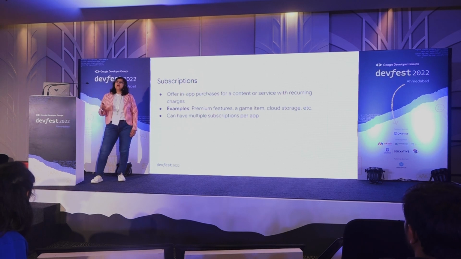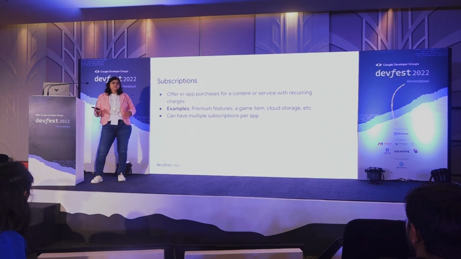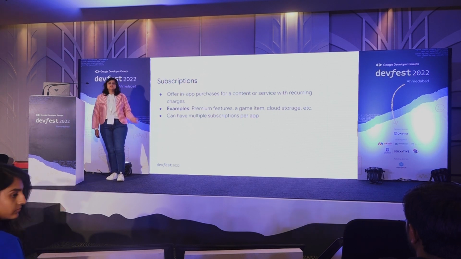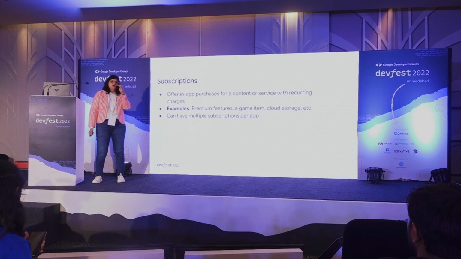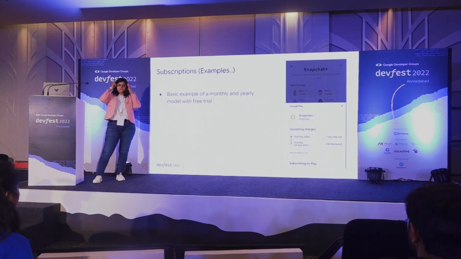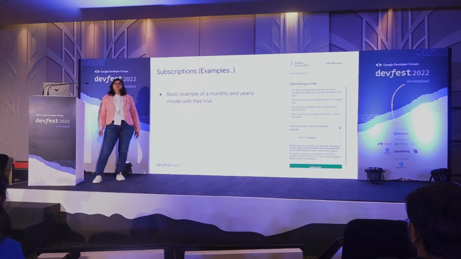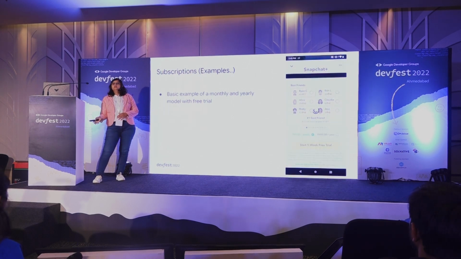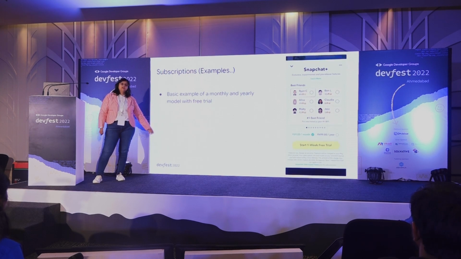You can also have premium features like extra cloud storage or extra pro features for providing metrics to your DMS or something like that. So subscriptions are that. You can have multiple subscriptions in your app as well. A basic example of how subscriptions work. This is a basic example where you have a monthly plan, a yearly plan, and then you have a pre-trial for your users.